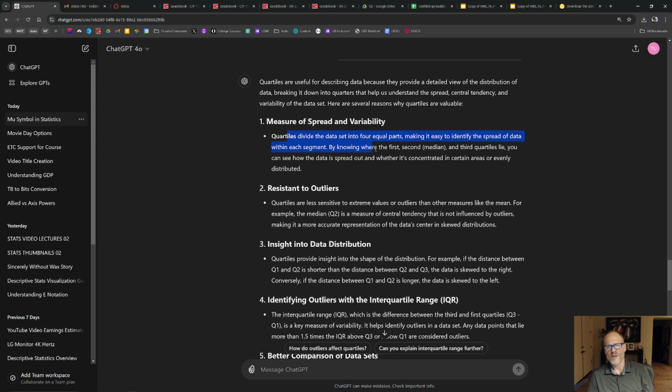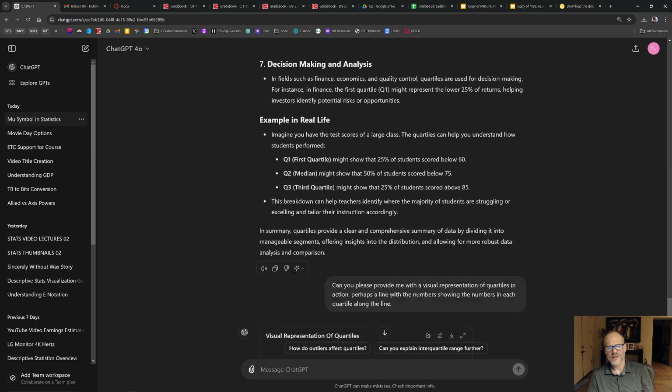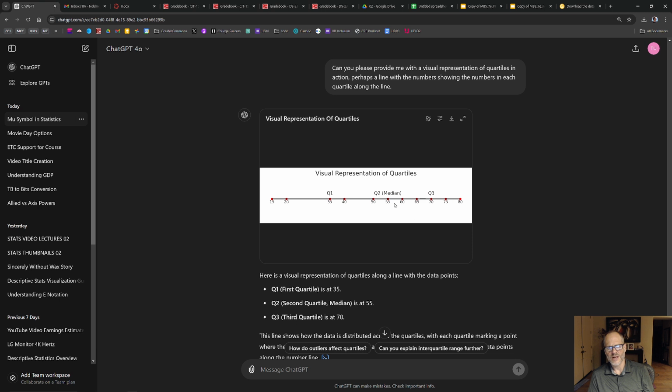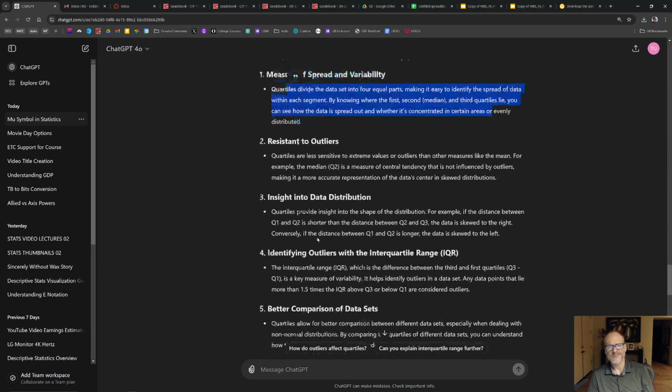By knowing where the first, second, and third quartiles lie, you can see how the data is spread out and whether it's concentrated in certain areas or evenly distributed. So this is spread out more. And then here we go, 50, 55, 60, 65, 70, 75, 80. It's more concentrated up here, and it's more spread out down to the left. So that's kind of interesting.